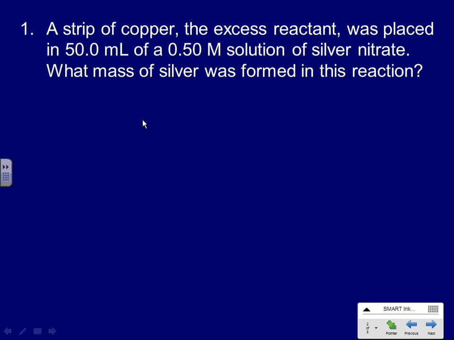So again, I'm hoping that you can go ahead of this without me. I've got copper and I've got silver nitrate. I'll give you the copper. Formula for silver nitrate: Ag, NO3, 1, 1. That is a successful crossover.